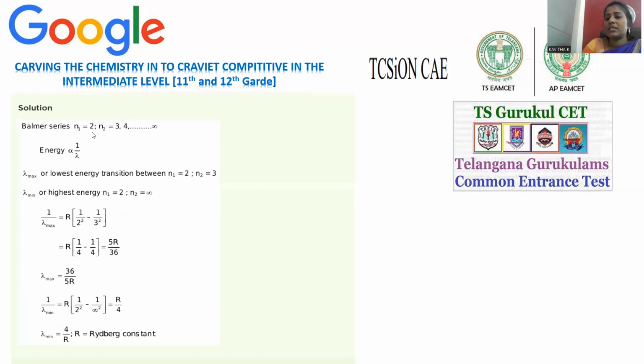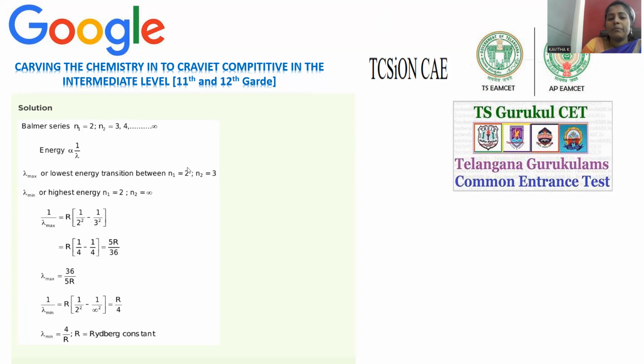The Balmer series starts with 2. Wherever the energy is lying, if the electron comes back to the ground state 2, that is accounted for in the Balmer series and corresponds to visible light. For the lambda max calculation, the transition of lowest energy means highest wavelength. Lowest energy is required when the electron jumps from the ground state.